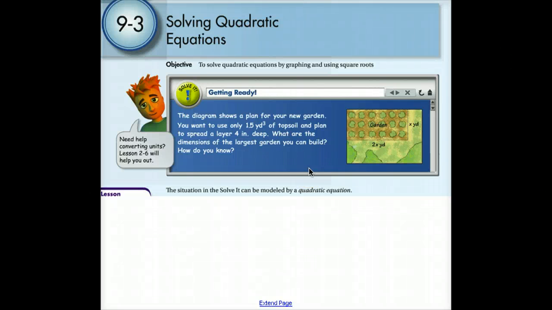Lesson 9-3, Solving Quadratic Equations. In the past couple of lessons, we've been talking about quadratic functions. Those looked something like y equals ax squared plus bx plus c. In this lesson, we have equations. So instead of the y equals, we have 0 equals ax squared plus bx plus c. So exactly what I just said, equaling 0, that's the quadratic equation, different from a function. And the standard form of that equation is this.